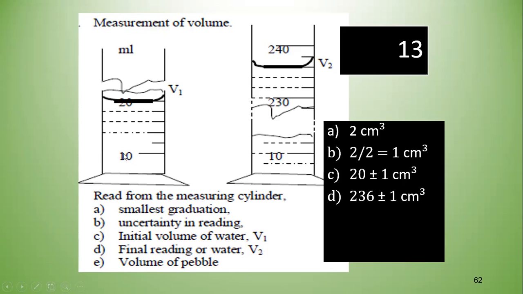Sorry, not 20. 2, 4, 6, 8, 10. So it's 230, 236 plus or minus 1 cm. That's the initial reading, that's the final reading. If you put a pebble in here, for the volume of the pebble, you just subtract them. 236 minus 20 is 216. Add the uncertainties, you get 2.